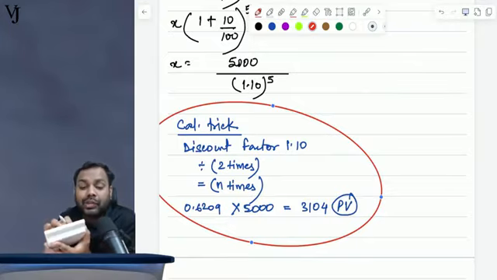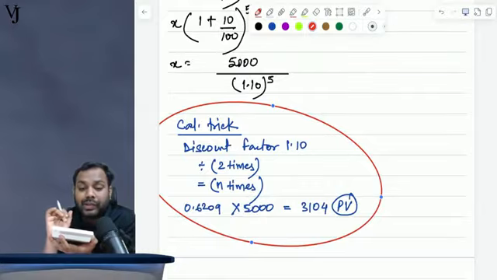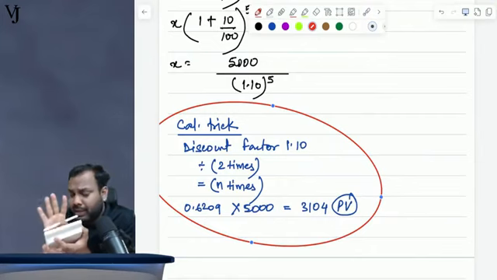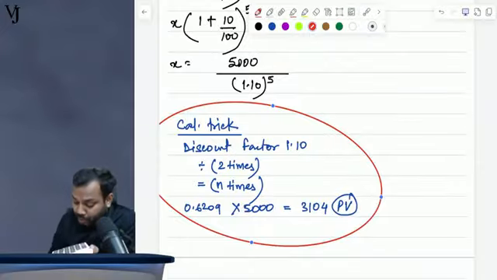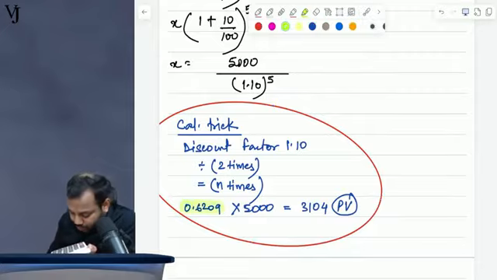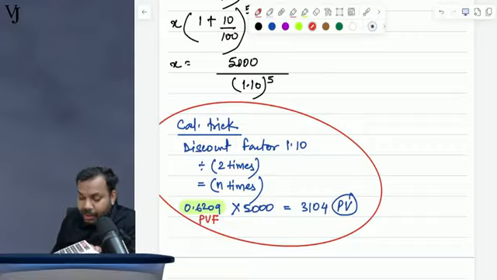What is the figure that you can see on the screen? It is 0.620921322305. But take only till 4 decimals. 0.6209. This is called the present value factor. Multiply it with 5,000.